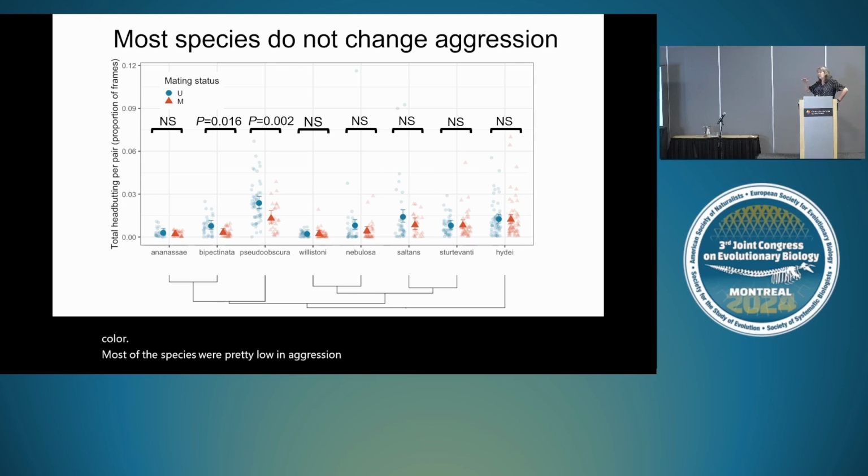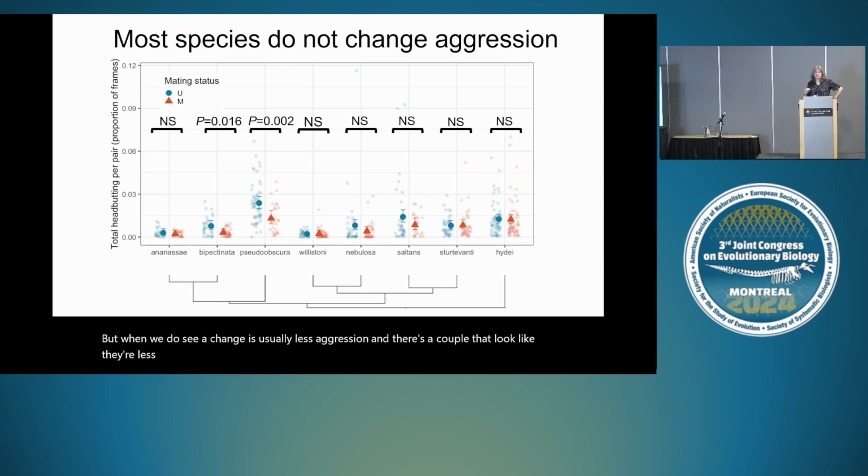So you also see there's variation among the species in the amount of aggression, but when we do see a change, it's usually less aggression. And there's a couple that look like they're less aggressive, but it wasn't a statistically significant change. In no case did we really see an increase in aggression like you see in melanogaster.